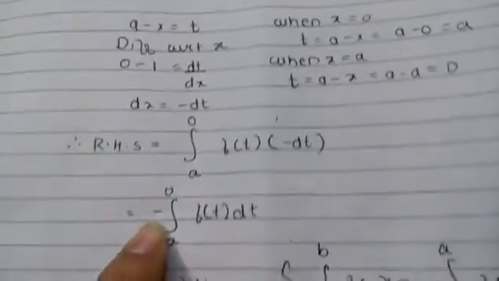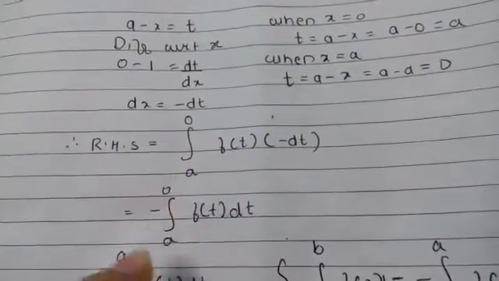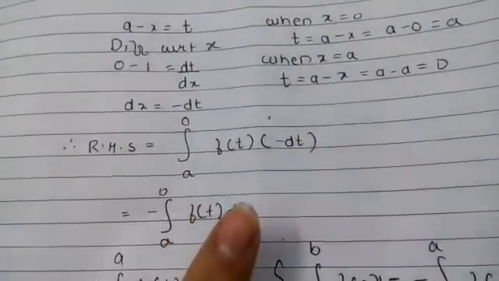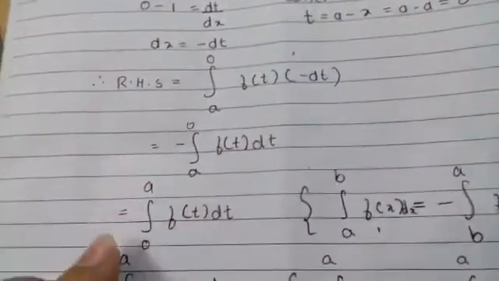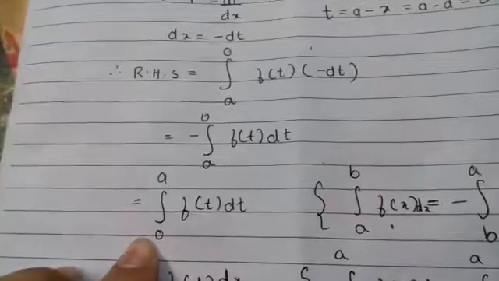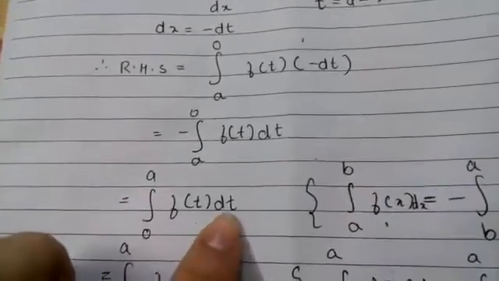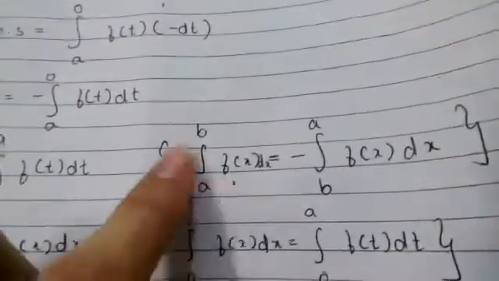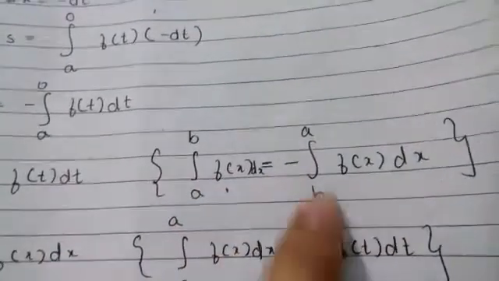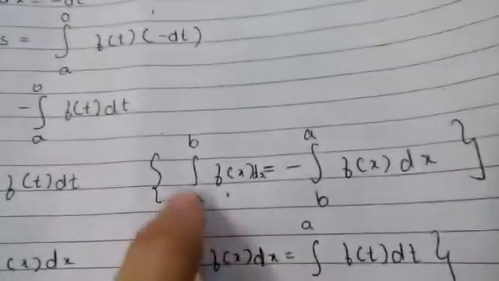Now after this you will take the negative sign common, we will get integration a to 0 f of t dt. Now you have the property where whenever you have the negative sign, you can interchange the limit. So that is nothing but 0 to a f of t dt, and you have to write the property in the bracket that integration of a to b f of x dx is nothing but minus b to a. So here you can see that here it is a to b.